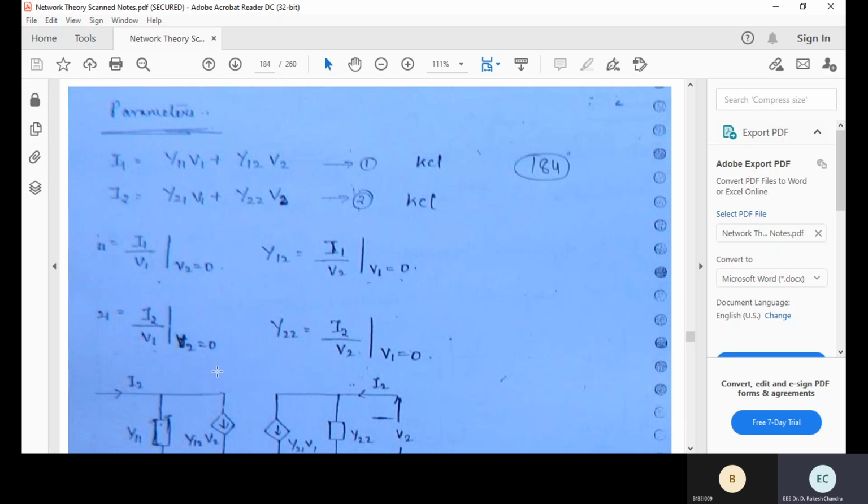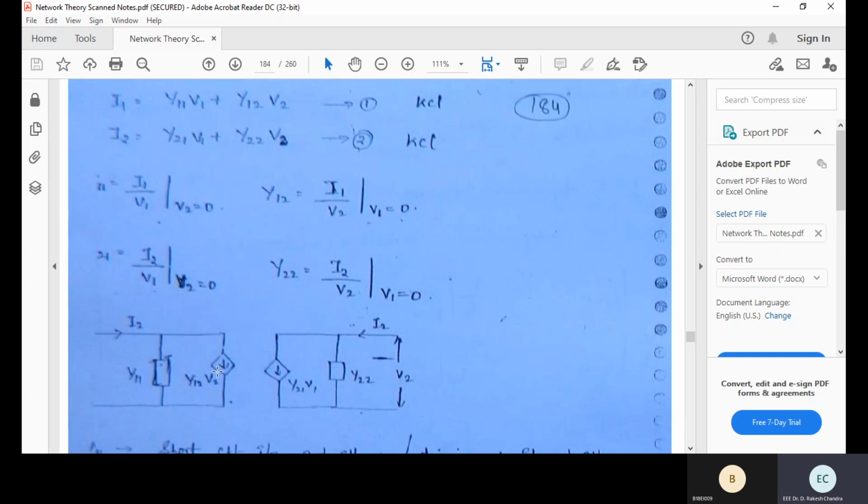What is Y11? Y11 is I1 by V1 provided your V2 is equal to 0. Y12 is I1 by V2, where you have to make your V1 zero. Next, Y21 is I2 by V1, where you have to make your V2 equal to 0. Y22 is I2 by V2, where you have to make your V1 equal to 0. So what do you mean by this?